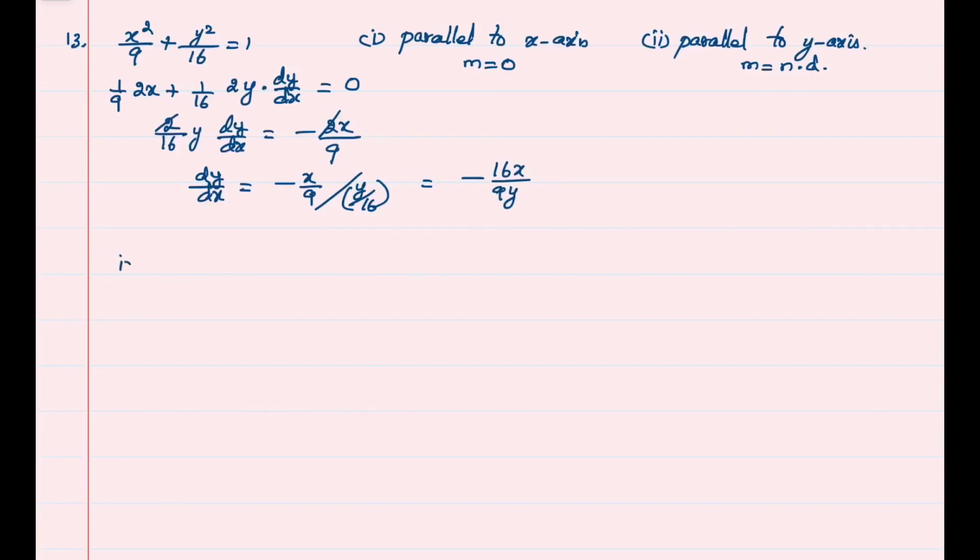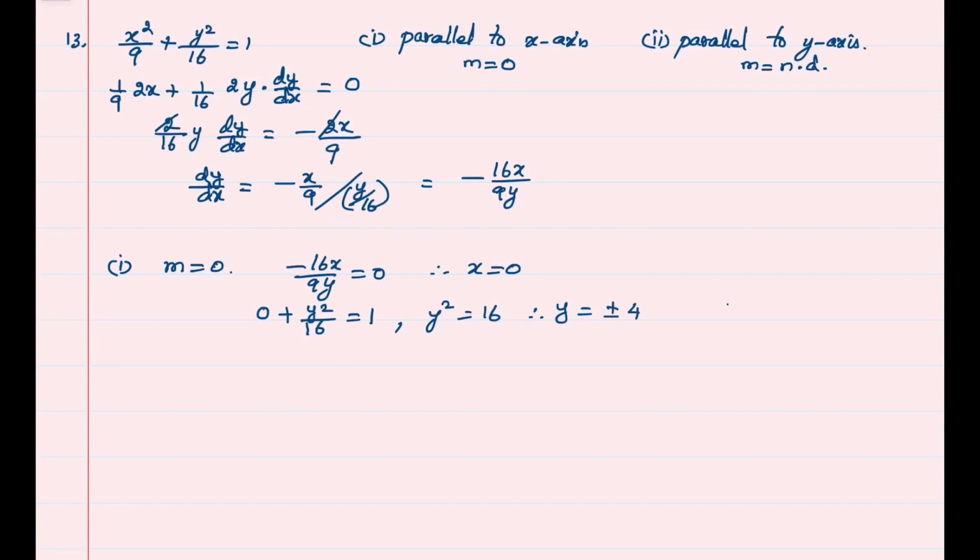Let us do the first subdivision. It is given that the tangent is parallel to x-axis. So, slope of the tangent must be 0. By equating the slope of the tangent to 0, we get x coordinate as 0. Now we will find the y coordinate by substituting it in the curve equation. The curve is an ellipse here. 0 over 9 plus y square over 16 is 1. y square is 16, therefore y is plus or minus 4. Therefore, the required points are 0, plus or minus 4.